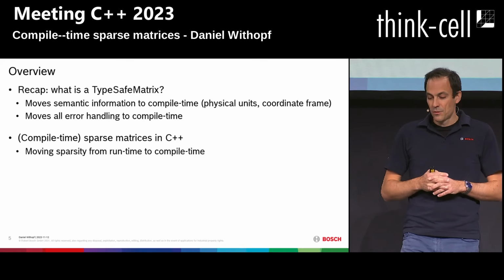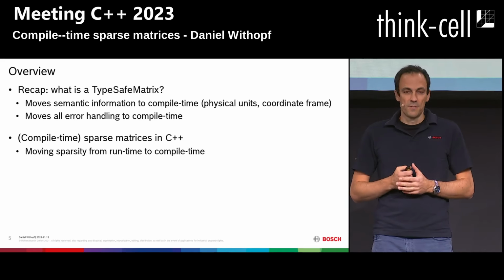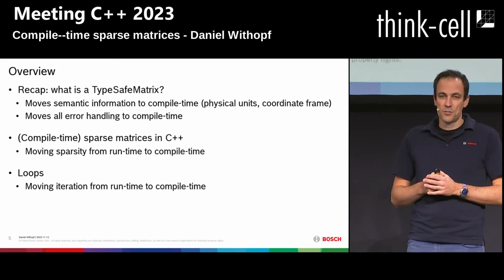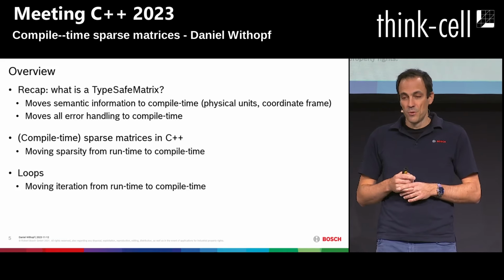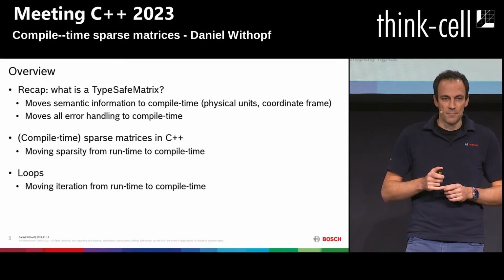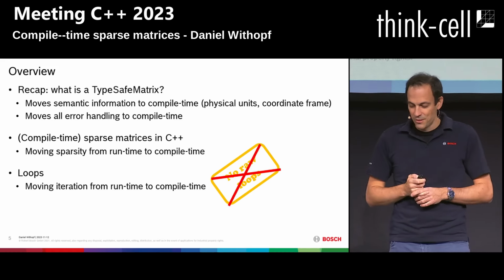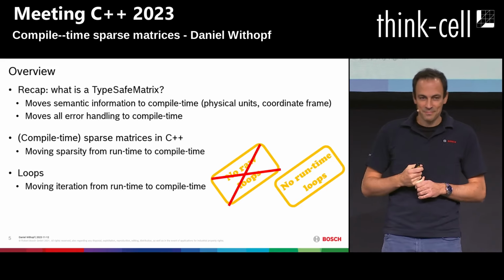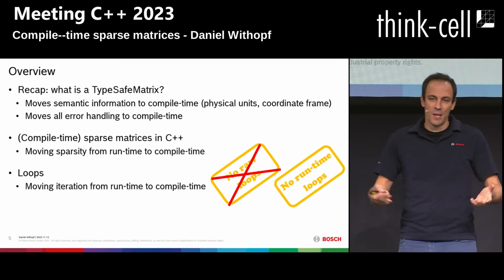Then the main part of the talk, of course, will deal with compile time sparse matrices in C++, and there we'll move the sparsity information from runtime to compile time. Furthermore, it's not sufficient to just move that sparsity information to compile time. We also have to change the way we iterate over the vectors and matrices, meaning we have to move the iteration from runtime to compile time. So for today, we'll forget about the famous no raw loops statement by Jean Parent. We'll ignore that and move to something even better, which is no runtime loops. And only if we switch to compile time loops, then we can reap the full benefits of this approach.